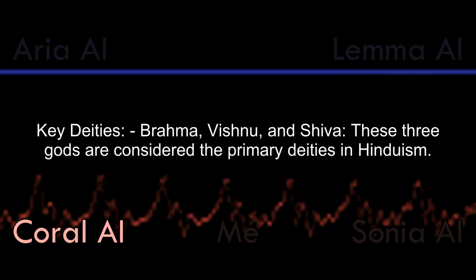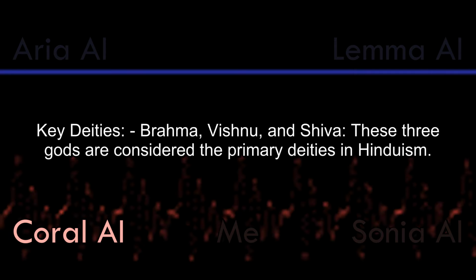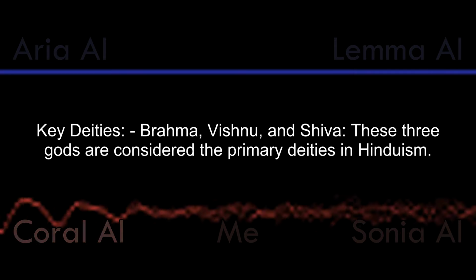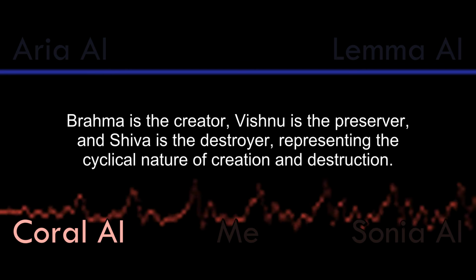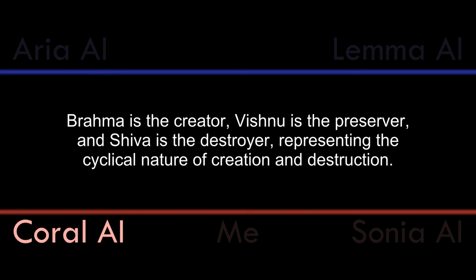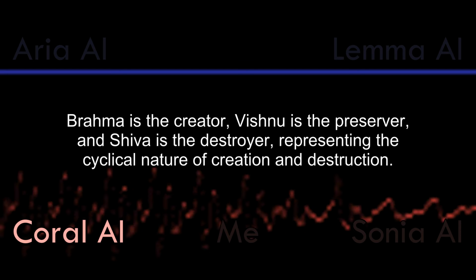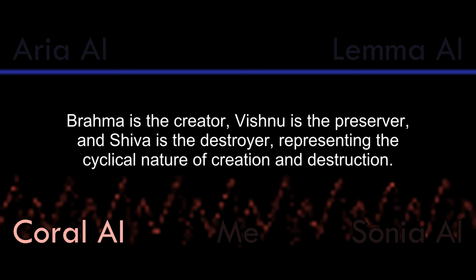Key deities are Brahma, Vishnu, and Shiva. These three gods are considered the primary deities in Hinduism. Brahma is the creator, Vishnu is the preserver, and Shiva is the destroyer, representing the cyclical nature of creation and destruction.